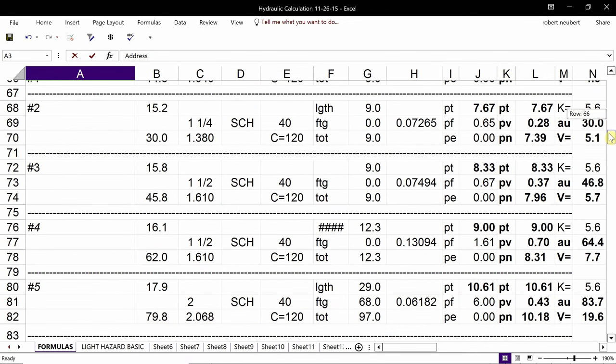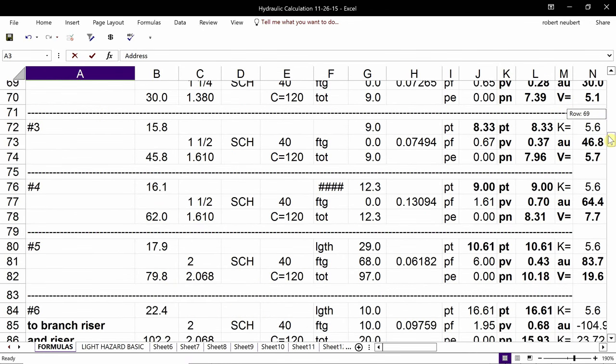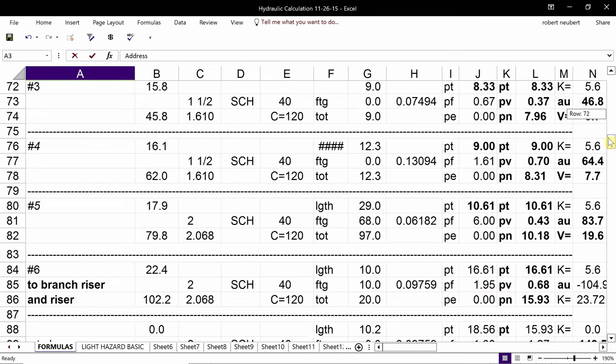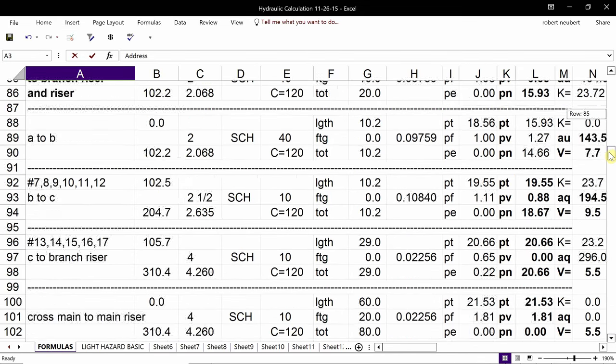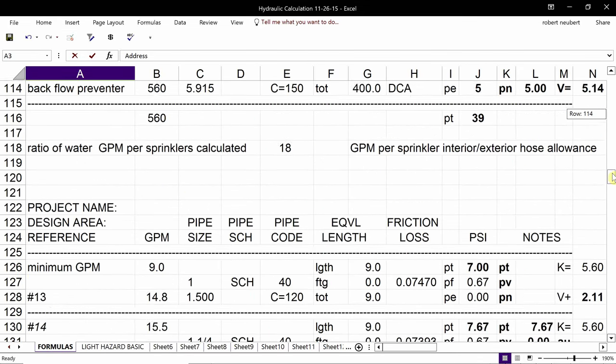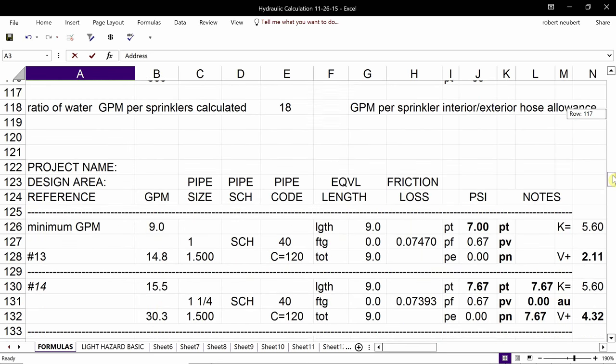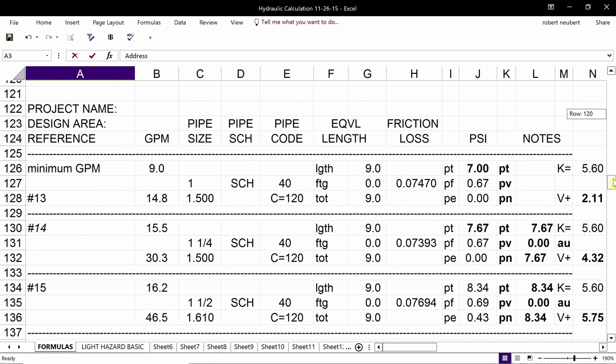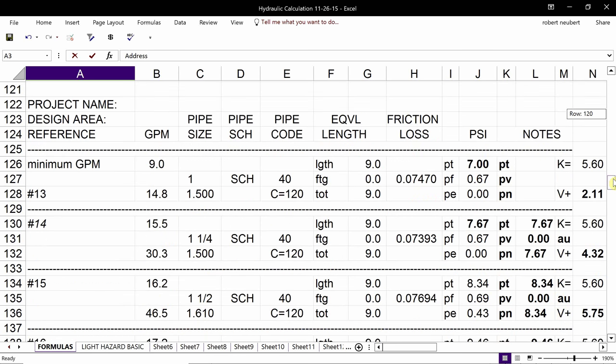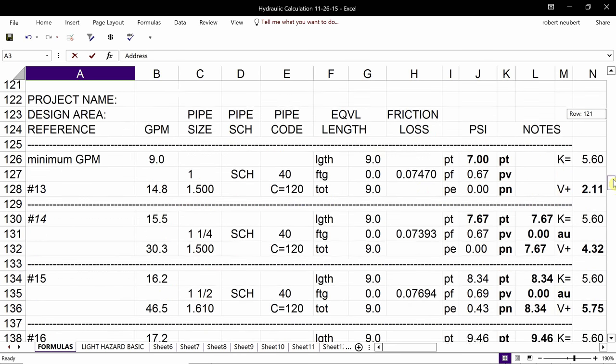Area F, cells A64 through N126. This is where the calculations are performed. And area G is cells A128 through N169. In this area, we calculate small sprinkler branches to produce K factors for these small branches and pendant drops.